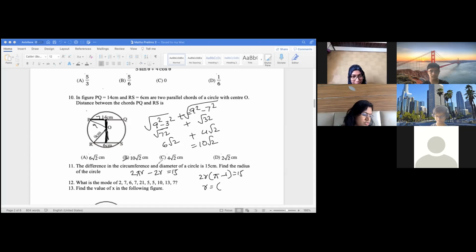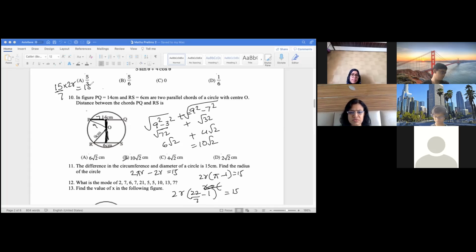So let us do this, let us take pi as 22/7, यहीं पे कर लेते हैं. 2r (22/7 minus 1) is equal to 15. ये कितना हो जाएगा, 22 minus 7 is how much? 15 है ना, so यहाँ पे I'll do 15. क्या हुआ, सब सो रहे हैं क्या? Everyone there in the class or not? So यहाँ पे हो जाएगा 2r is equal to 15 into 7, okay, 15 से 15 cancel हो गया.